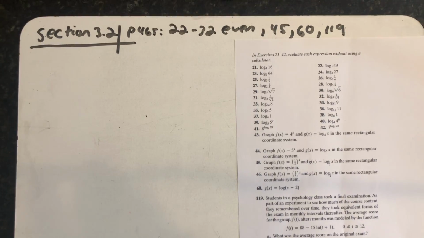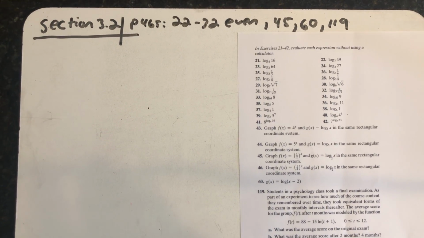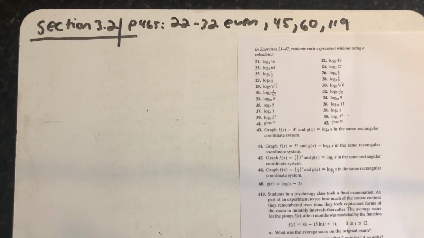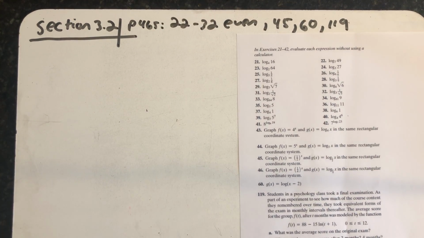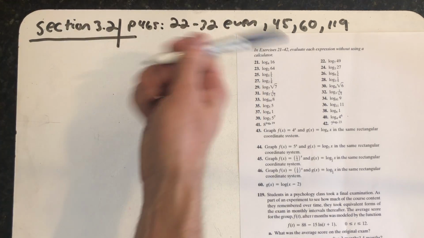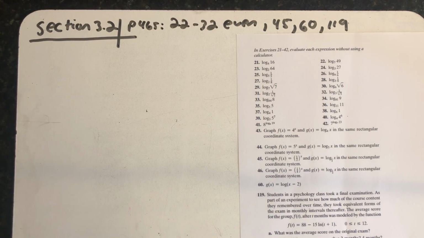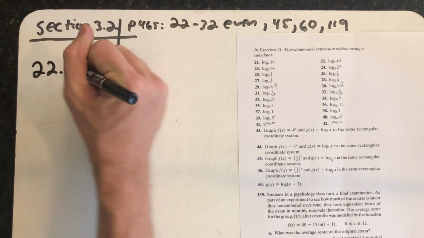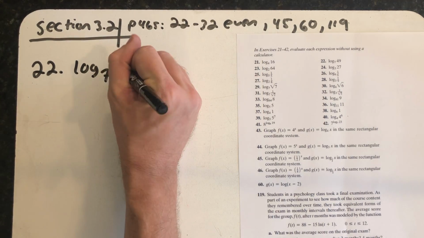Let's do some examples out of section 3.2 in our textbook. These problems start on page 465. I want to start with 22 through 32 even, where we're just asked to evaluate some expressions without using a graphing calculator. So I'm given the log base 7 of 49.